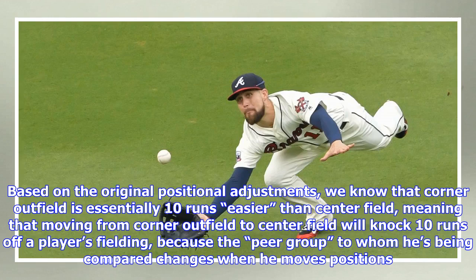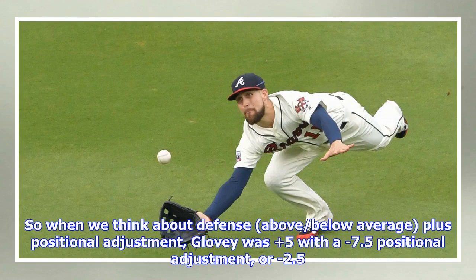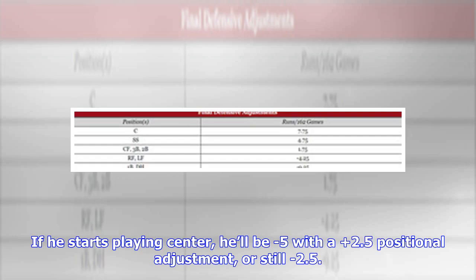Based on the original positional adjustments, we know that corner outfield is essentially 10 runs easier than center field, meaning that moving from corner outfield to center field will knock 10 runs off a player's fielding, because the peer group to whom he's being compared changes when he moves positions. So, if Glovey was a 5 left fielder, he'd be a -5 center fielder. But, remember, the positional adjustment is still here. So when we think about defense, above or below average plus positional adjustment, Glovey was 5 with a -7.5 positional adjustment, or -2.5. If he starts playing center, he'll be -5 with a 2.5 positional adjustment, or still -2.5.